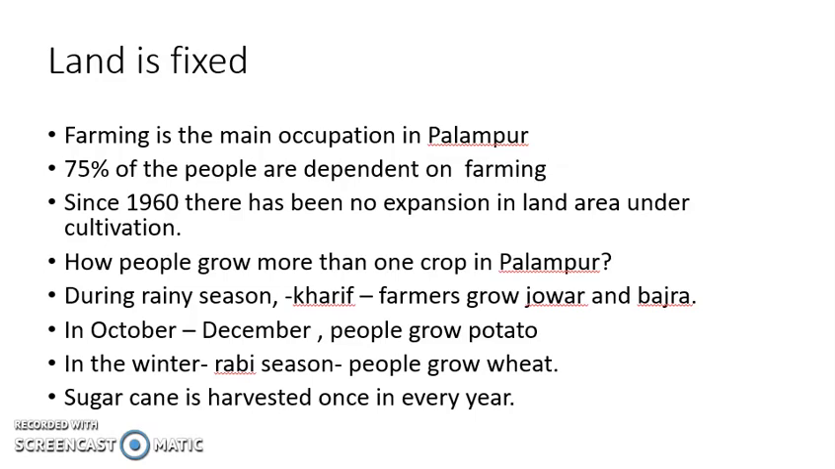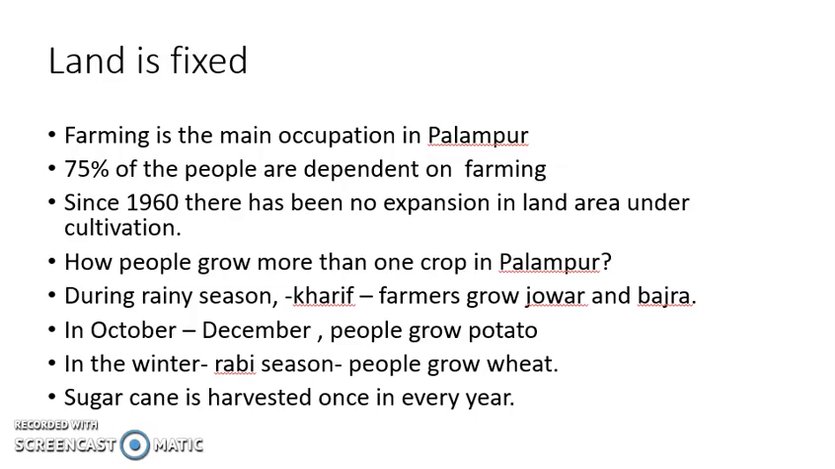In October, December, in between, before the winter starts, people grow potato. And in the winter season, that is rabi season, people grow wheat. So there are three main crops grown. One is the jowar and bajra during kharif season. In between kharif and rabi, that is October, December, people grow potato. In winter season, people grow rabi crops, that is wheat. And sugarcane is harvested once every year. So, these are the crops that Palampur people grow in their field.